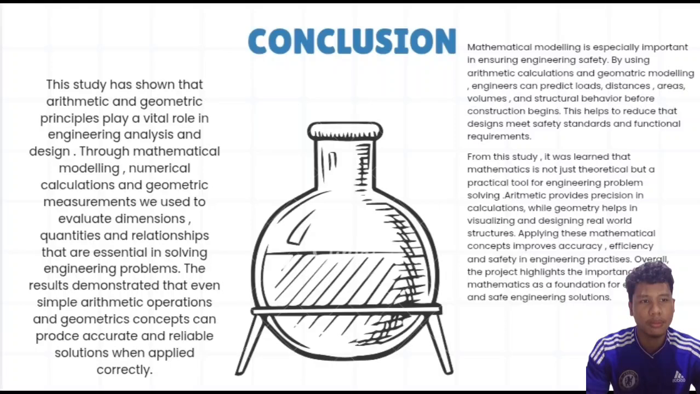Mathematical modeling is especially important in ensuring engineering safety. By using arithmetic calculation and geometric modeling, engineers can predict loads, distance, areas, volume, and structural behavior before construction begins. This helps ensure that the design meets safety standards and functional requirements. From this study, it was learned that mathematics is not just theoretical, but a practical tool for engineering problem solving.